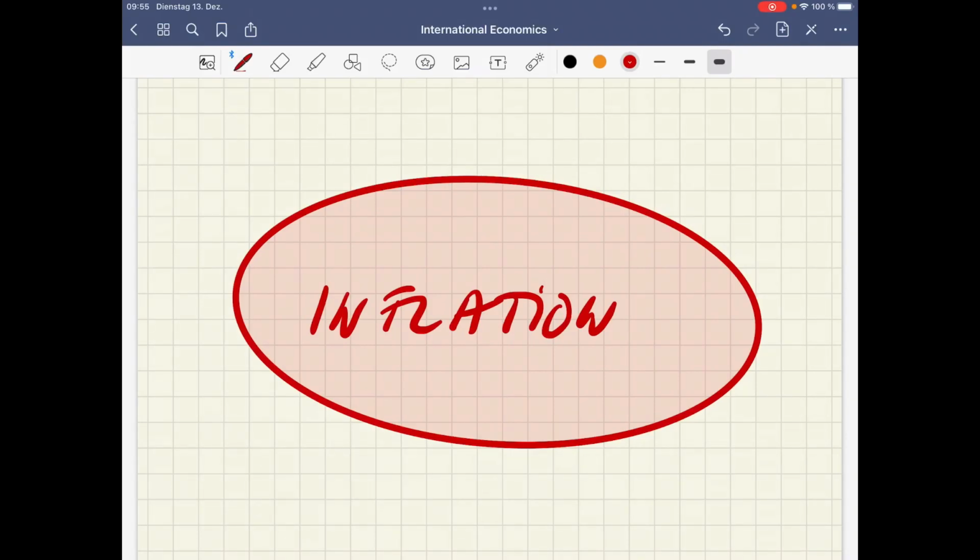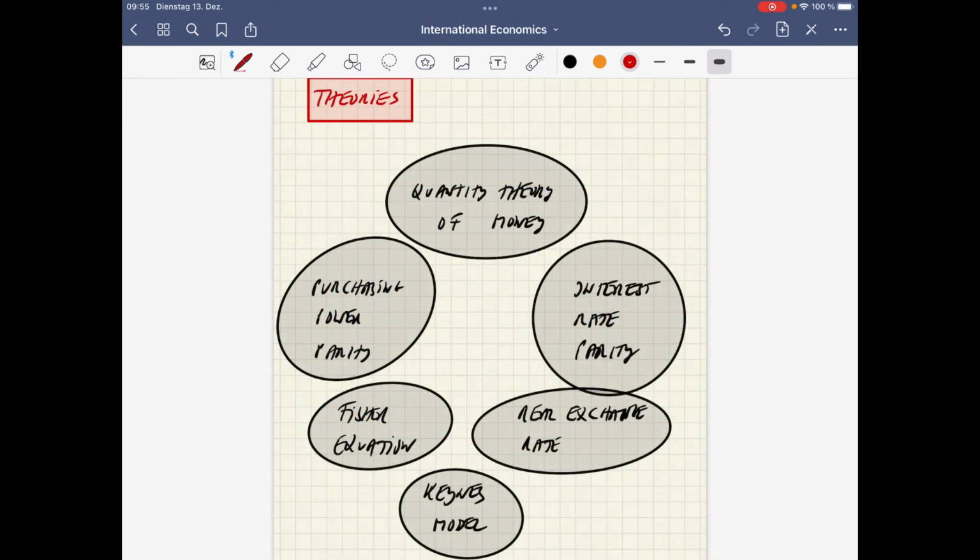Inflation is a hot topic in 2022, so why don't we dig deeper here? To get a better understanding on the effects of inflation, we need a couple of theories, like quantity theory of money, purchasing power parity, interest rate parity, Fisher equation, real exchange rate, and the Keynes model.